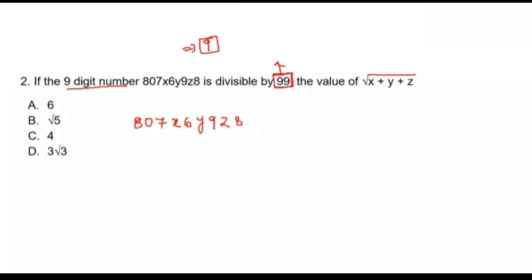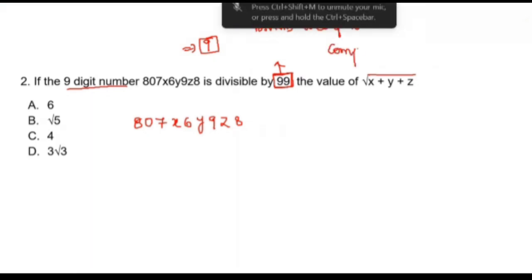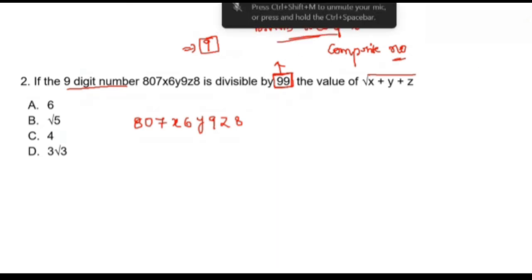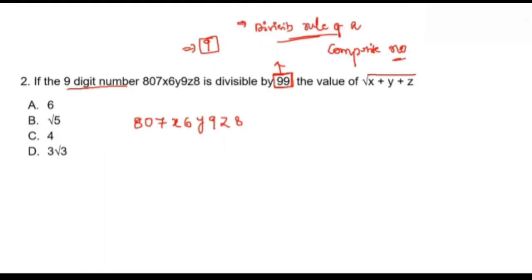Divisibility rule of 99. Yes, there is a rule, the divisibility rule of a composite number. Anybody know that? What is the divisibility rule of a composite number? The divisibility rule of a composite number is a combination of its co-prime numbers.